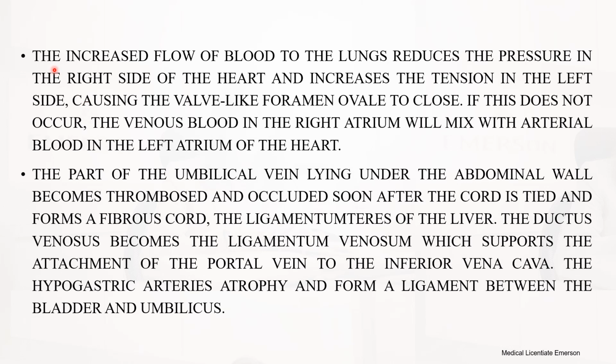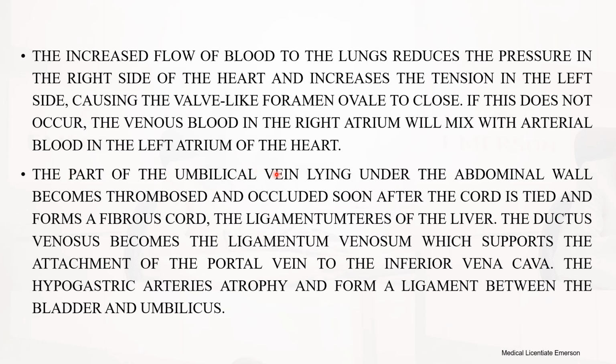Okay, then the increased flow of blood to the lungs reduces the pressure in the right side of the heart and increases the tension in the left side, causing the valve-like foramen ovale to close. If this does not occur, then the venous blood in the right atrium will mix with the arterial blood in the left atrium of the heart.